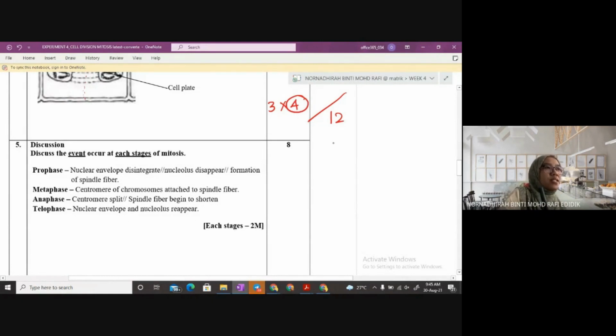Okay, and then for the discussion, you have to discuss the event occur at each stage in mitosis. Ni awak nak refer kat mana? Refer lah dalam buku tutor awak, buku lemon awak. Awak ada kan buku lemon? Siapa yang tak ada physically, awak boleh refer via link yang kita orang ada bagi tu. So kat sini awak boleh open page berapa? Kita refer sama-sama lah. The same page.